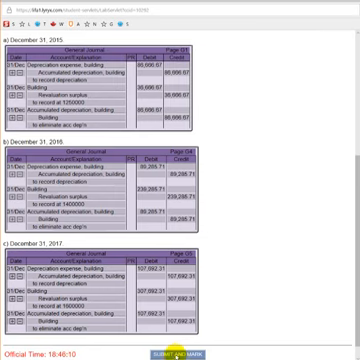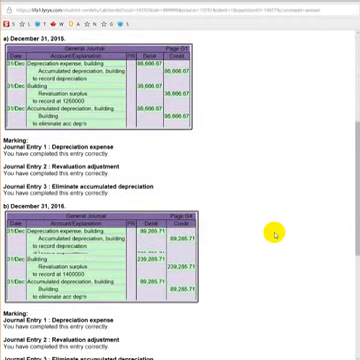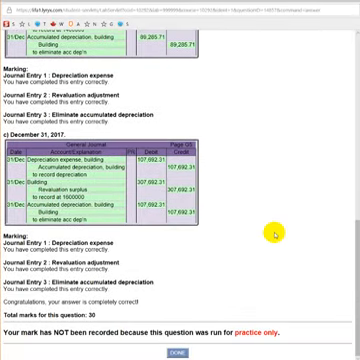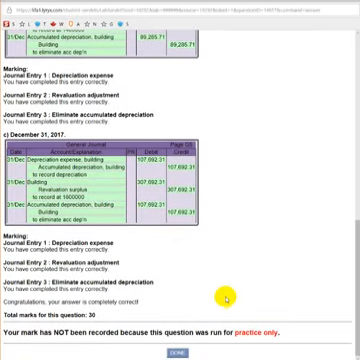Let's see what Lyrics thought of all of that. It liked the first calculations, it liked the second calculations, and it liked the third ones. And we got full marks on that. That's pretty good. 30 marks. There we go, revaluation model. And we're done.